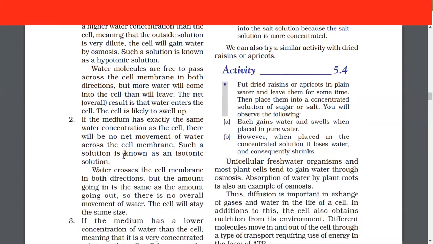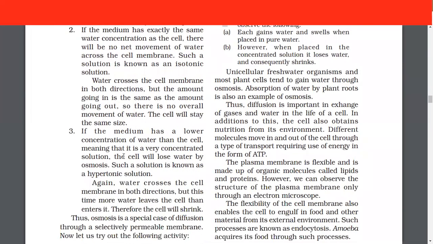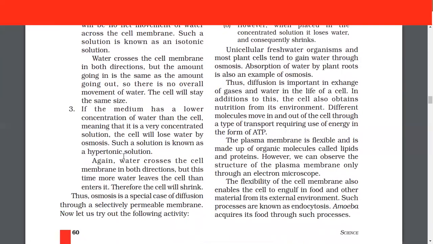If the medium has exactly the same water concentration as the cell, there will be no net movement of water across the cell membrane. Such a solution is known as an isotonic solution. Water crosses the cell membrane in both directions, but the amount going in is the same as the amount going out. So there is no overall movement of water. The cell will stay the same size.